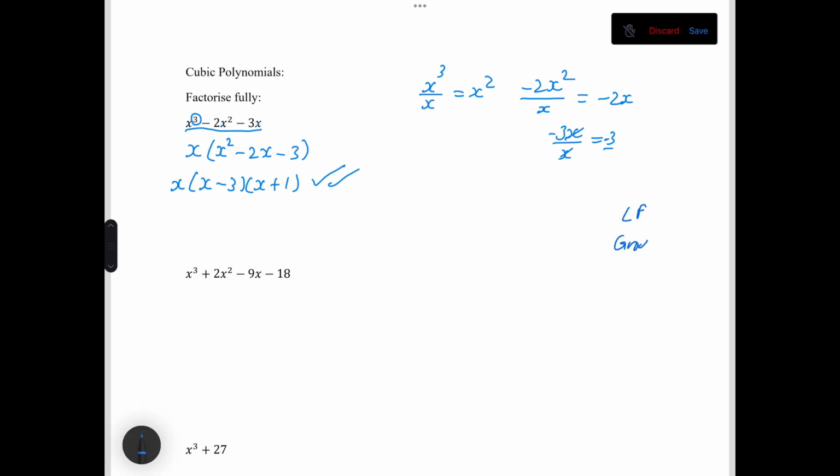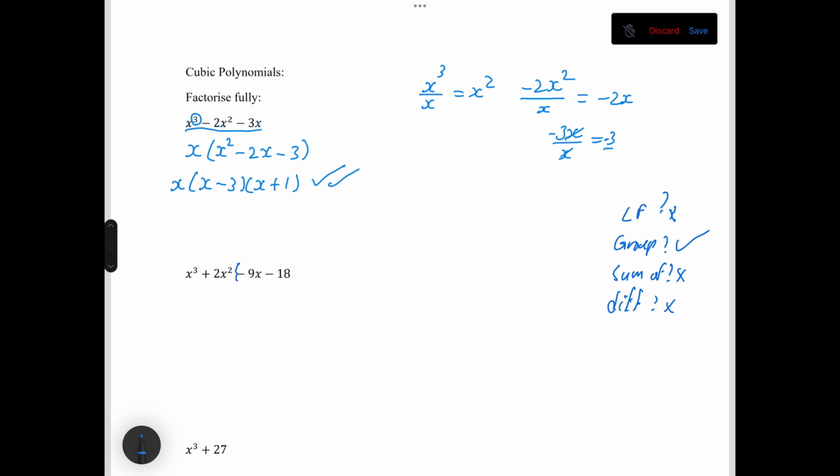Is it a common factor type of factorization? Is it grouping? Is it the sum of 2 cubes? Or is it the difference of 2 cubes? Now, which one do we think it is? Let's do the deduction. It can't be common factor because there's no common factor across. It is grouping. So we split it in 2.